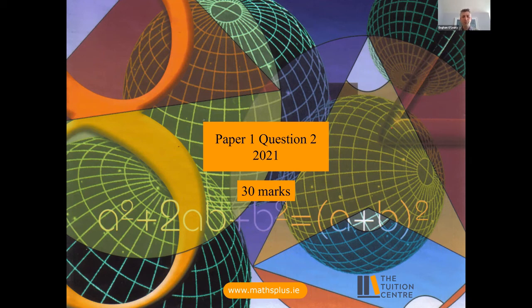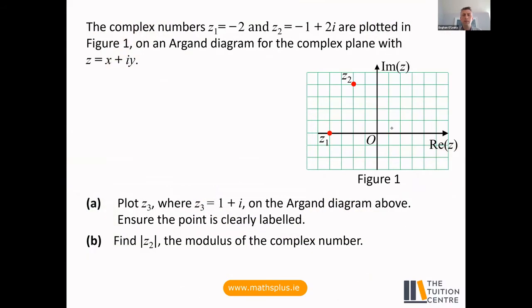We're on to question 2. And question 2 is a complex numbers question. It starts off nice and easy. It says the complex number Z1 is -2, so -2 plus 0i. And Z2 is equal to -1 plus 2i. They're plotted on figure 1 on the Argand diagram for the complex plane with Z equals x plus yi.